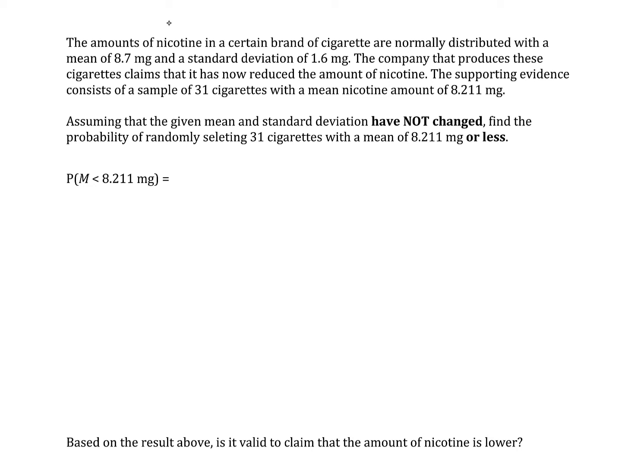The amounts of nicotine in a certain brand of cigarette are normally distributed with a mean of 8.7 milligrams and a standard deviation of 1.6 milligrams. The company that produces these cigarettes claims that it has now reduced the amount of nicotine. The supporting evidence consists of a sample of 31 cigarettes with a mean nicotine amount of 8.211 milligrams. Assuming that the given mean and standard deviation have not changed, find the probability of randomly selecting 31 cigarettes with a mean of 8.211 milligrams or less.